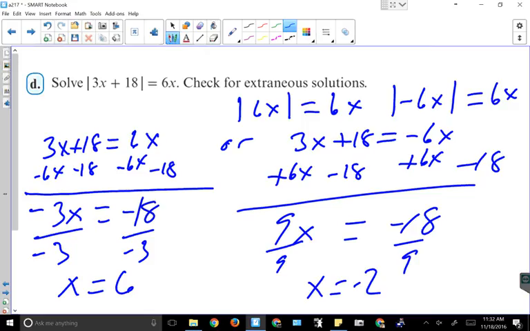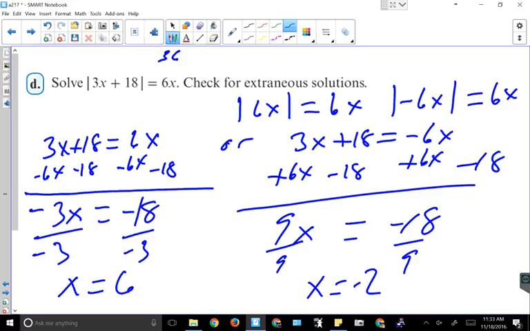Now, every time that I've done this, I've also gone back and plugged it in and checked to see if this was actually going to work. So, let's try this with 6. Well, if I put 6 in over here, that would give me 36, correct? 6 times 6 is 36. So, if I put 6 in here, what's 6 times 3? What's 18 plus 18? What's the absolute value of 36? 36. So 6 works.